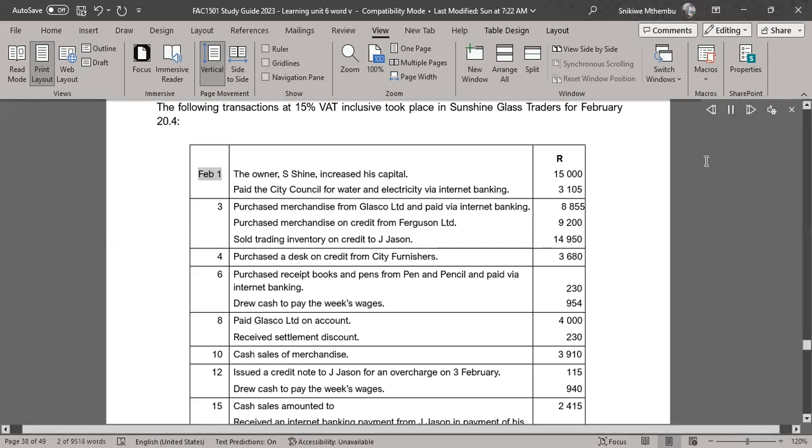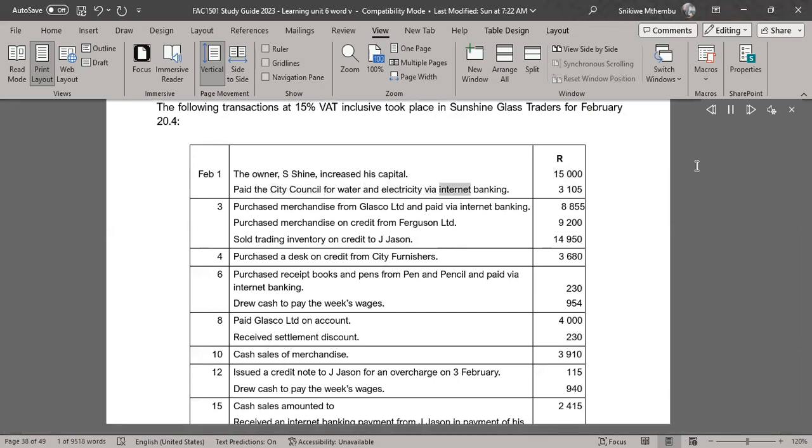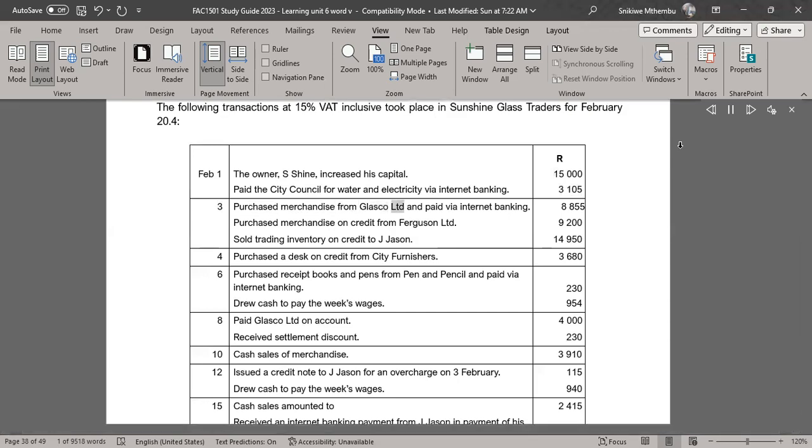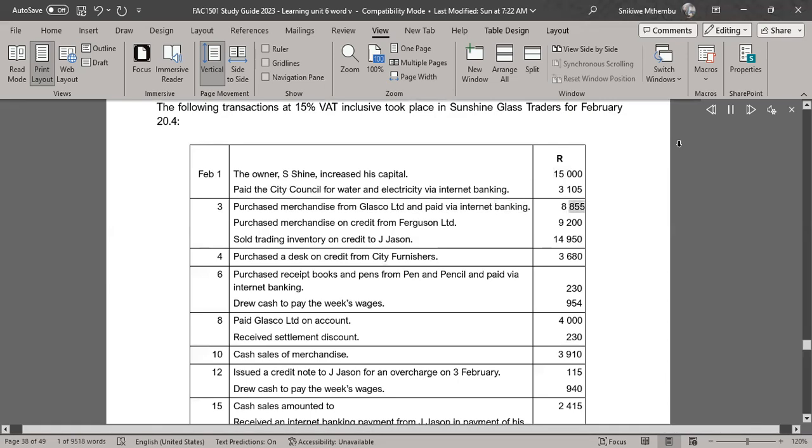February 1st. The owner, S. Shine, increased his capital, 15,000. Paid the City Council for water and electricity via Internet banking, 3,105. 3. Purchased merchandise from Glasgow Ltd. and paid via Internet banking, 8,855.